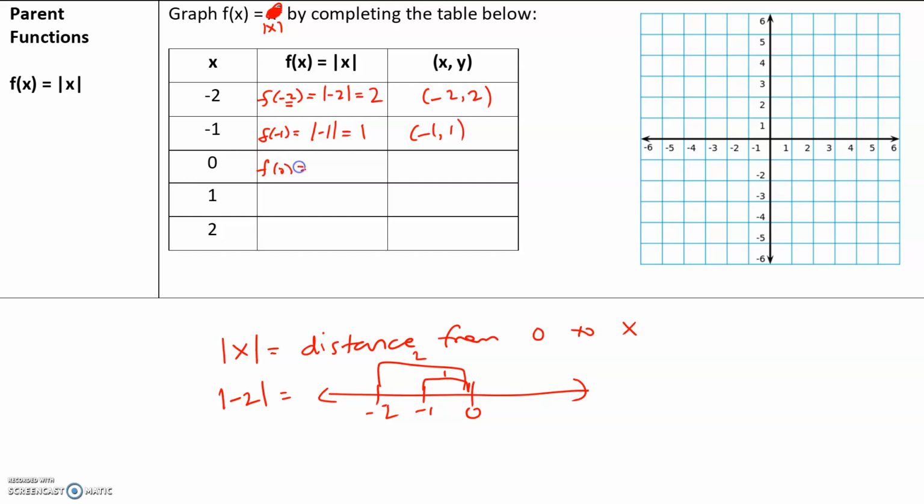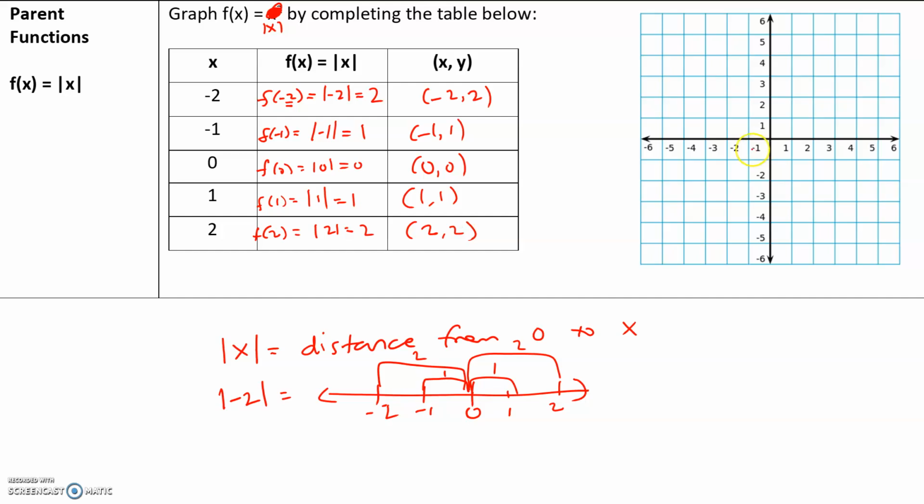F of 0 is the absolute value of 0, which is going to be 0. Then we got f of 1. The absolute value of 1 is the distance between 0 and 1, which is just going to be 1. So our next point is 1, 1. Our last point, we want to find out what is f of 2, so that's the absolute value of 2, and that's equal to 2. So the distance from 0 to 2 is going to be 2 units. So we got 2, 2.